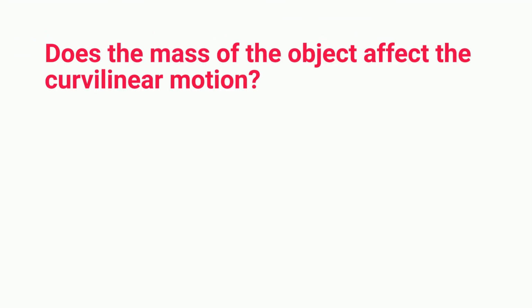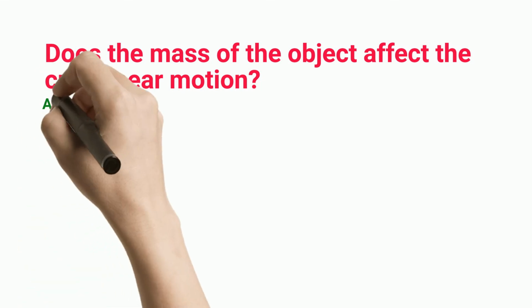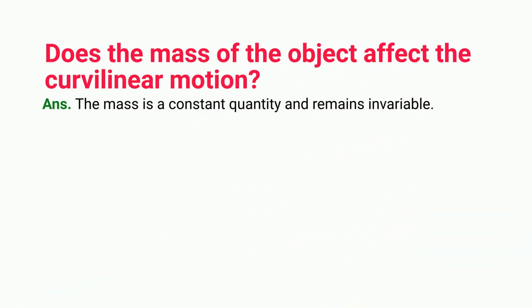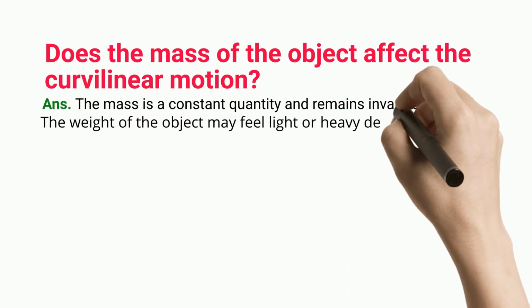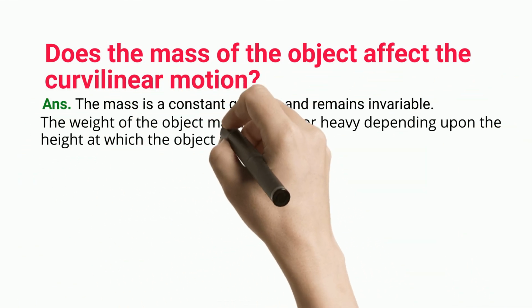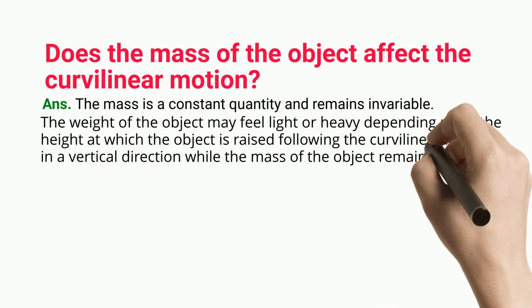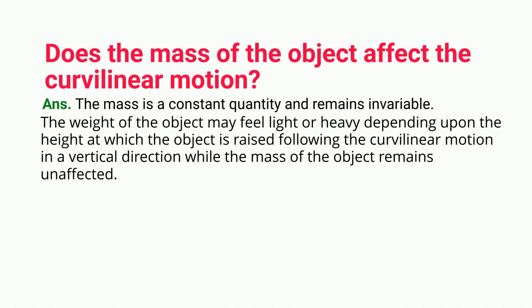Does the mass of the object affect the curvilinear motion? The mass is a constant quantity and remains invariable. The weight of the object may feel light or heavy depending upon the height at which the object is raised following the curvilinear motion in a vertical direction, while the mass of the object remains unaffected.